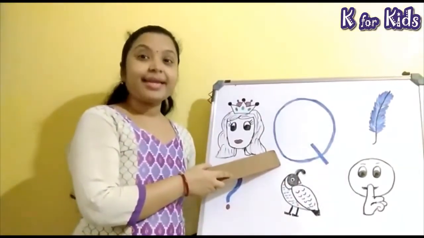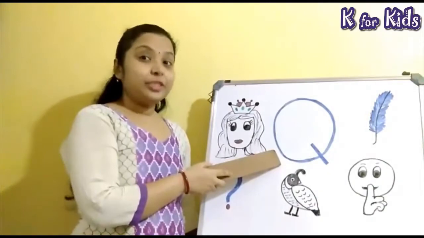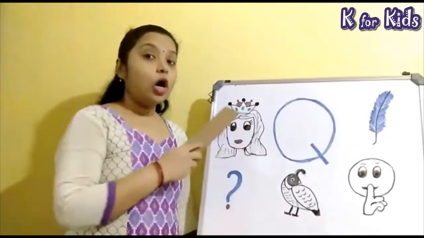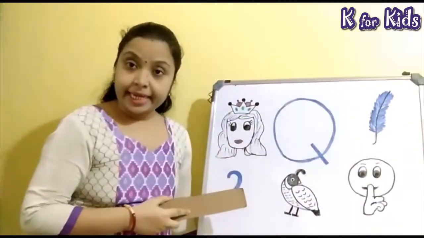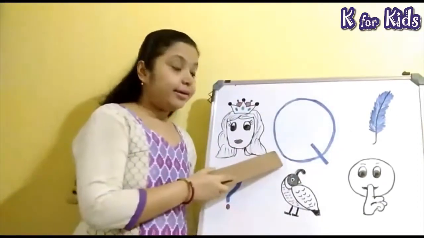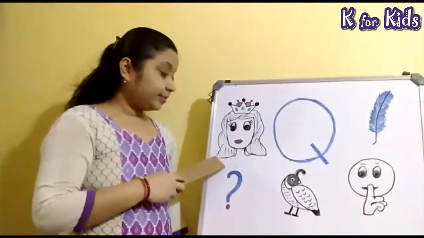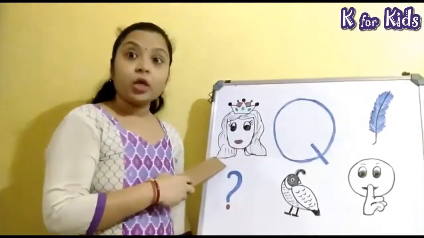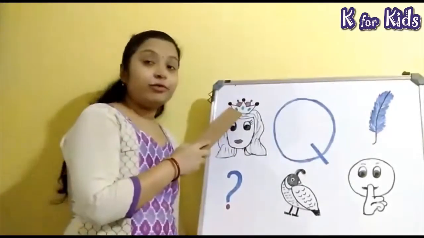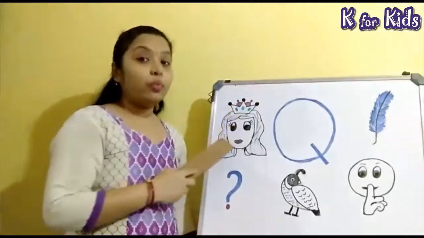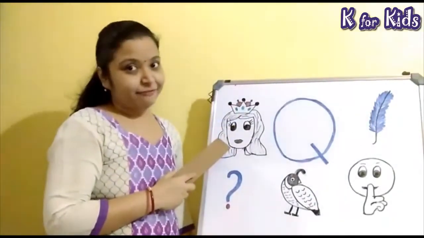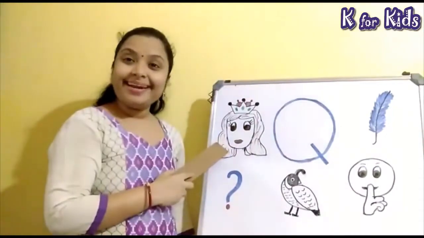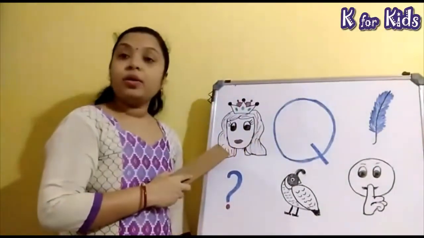This is the alphabet Q. Children, see, I have drawn some pictures on the board. All these pictures are related to the alphabet Q. Look here, who is she? She is a queen. Look how beautiful a crown she is wearing. Queen starts with the alphabet Q. Q for queen.